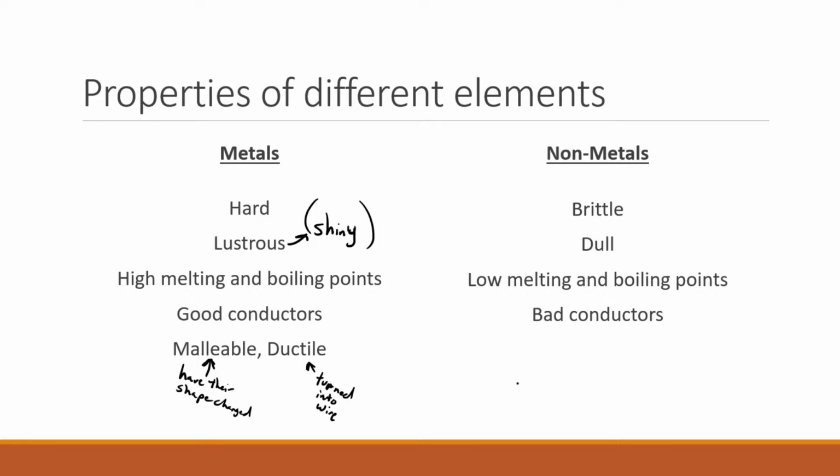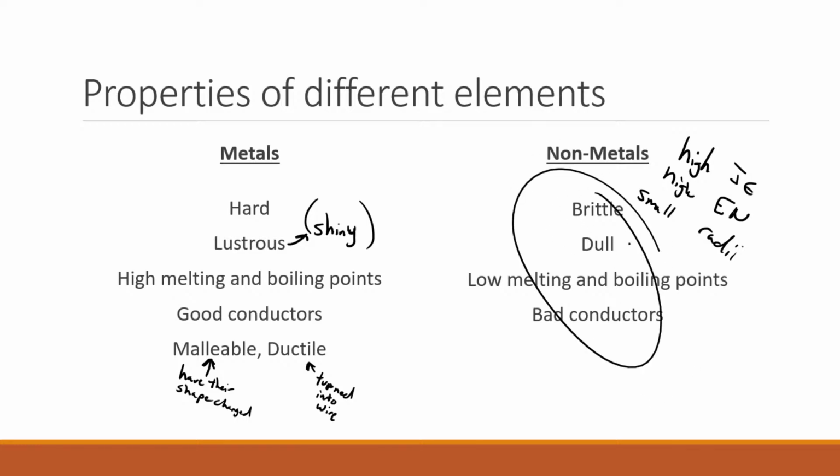And on the other hand, nonmetals have pretty much the opposite set of properties. Brittle, dull, low melting point, low boiling point, bad conductors. So in addition to the trends and being able to say that nonmetals have high ionization energy, high electronegativity, small radii, we can also describe nonmetals with these qualities, with these properties.